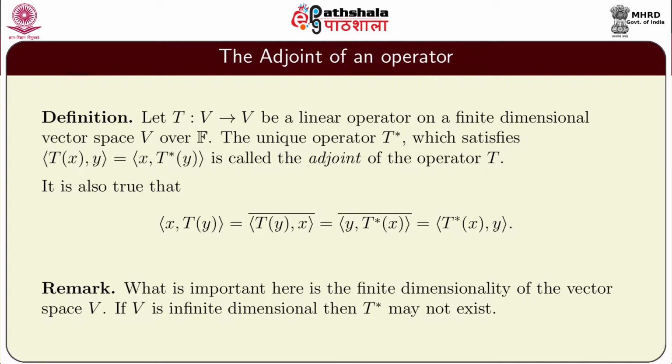Now, what is important here is the finite dimensionality of the inner product space V. One has to remember that if V is finite dimensional, then T star exists uniquely, but if V is infinite dimensional, then T star may not exist. Such examples can be constructed.